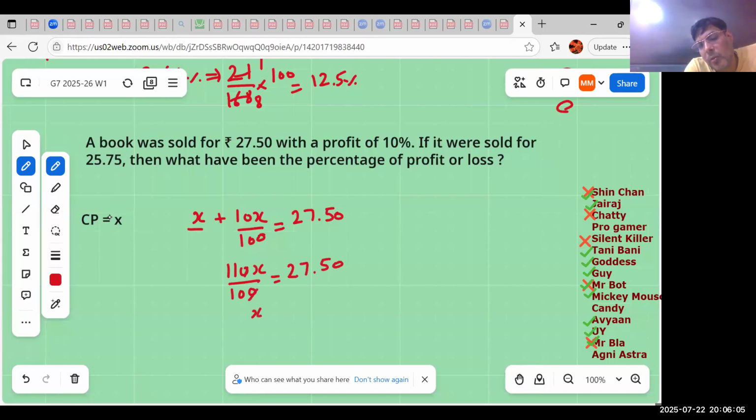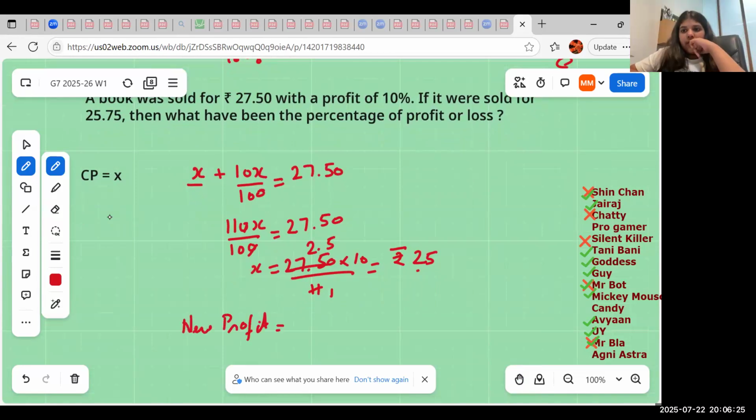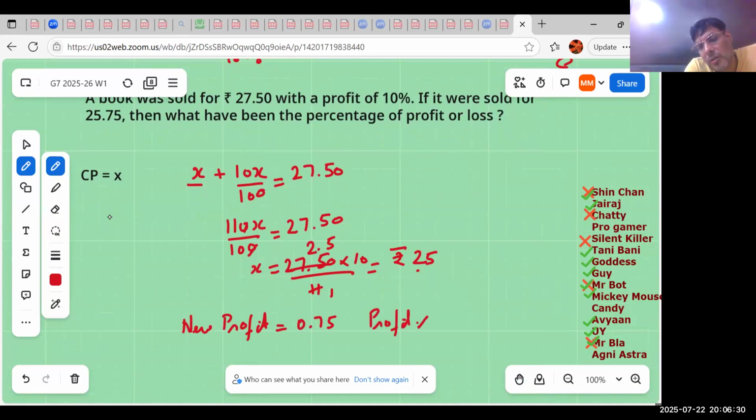So X is equal to 2750 times 10 divided by 11. That is going to give you rupees 2500 as the cost price. Now your cost price is rupees 2500. So your new profit is how much? 75 rupees. So profit percent will be how much? 75 upon 2500 into 100. That is equal to 3%.